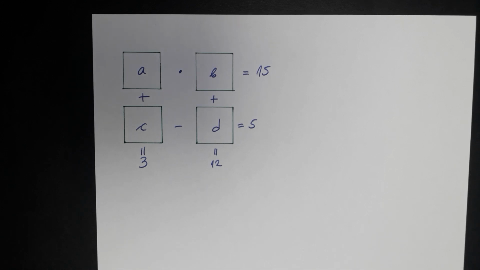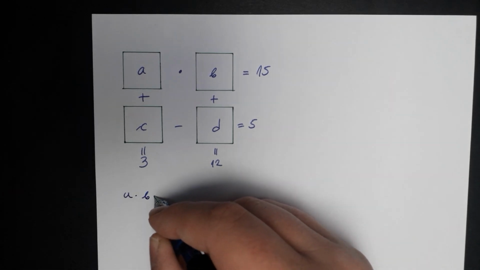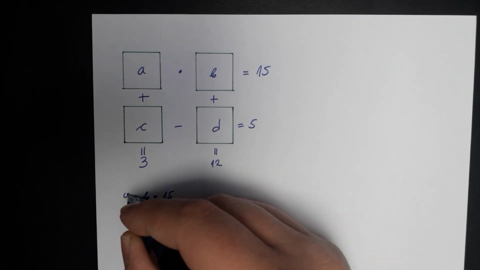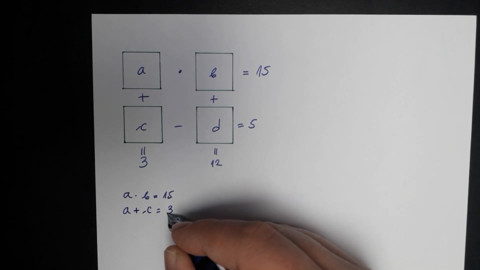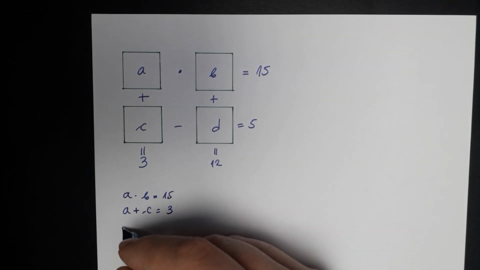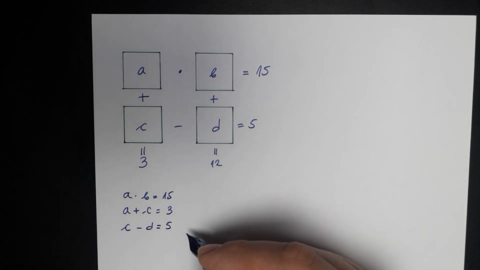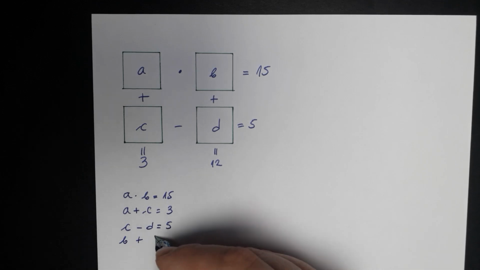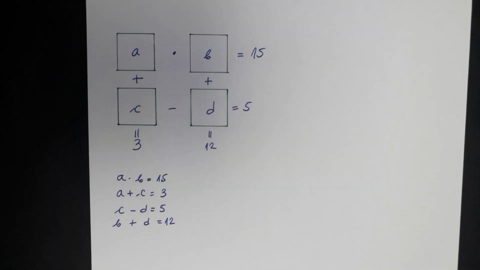Let's write down the equations. The first one is A multiplied by B is equal to 15. The second one is A plus C is equal to 3. The third one is C minus D is equal to 5. And the last one is B plus D is equal to 12. As you can see, we have a system of 4 equations with 4 unknowns. So let's solve this system of equations.